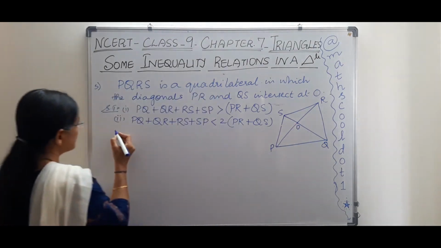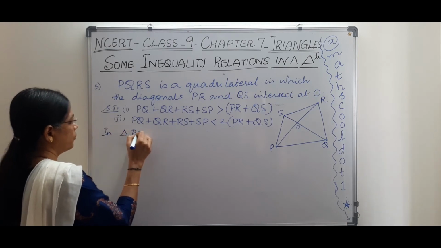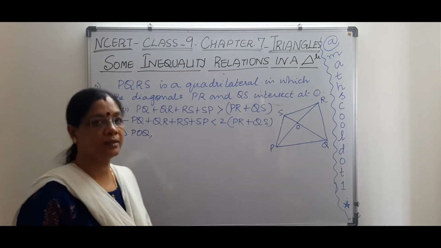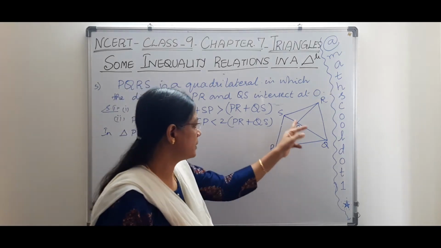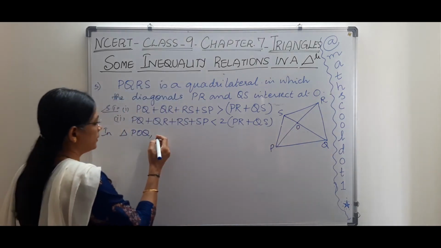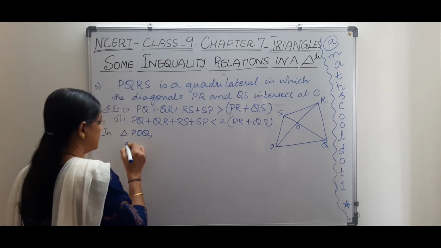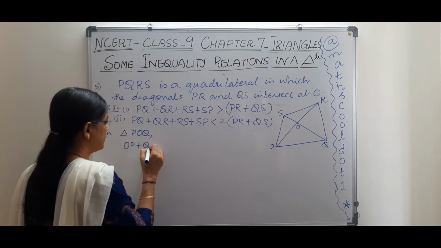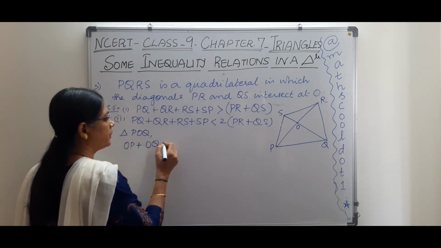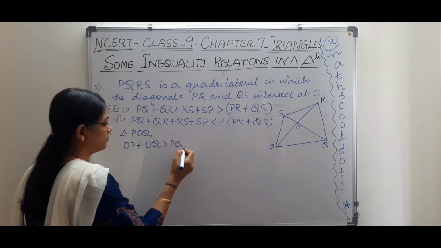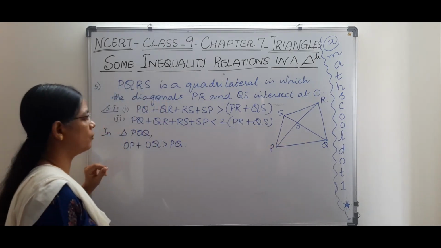The first triangle is triangle POQ. We apply the same inequality relation: the sum of any two sides will be greater than the third side. That is, OP plus OQ is greater than PQ, which is regarding triangle POQ.